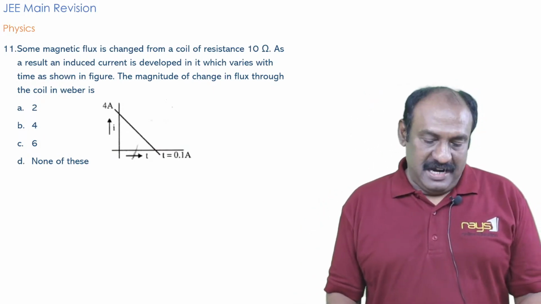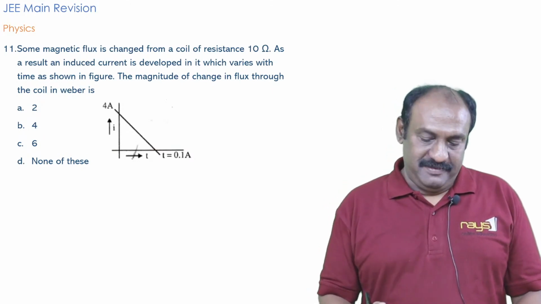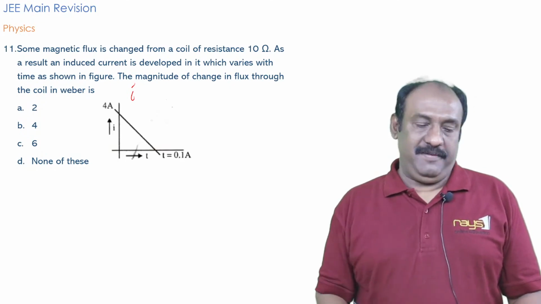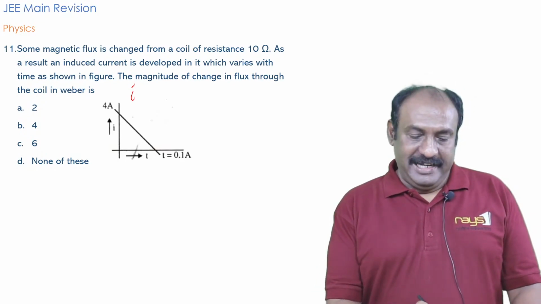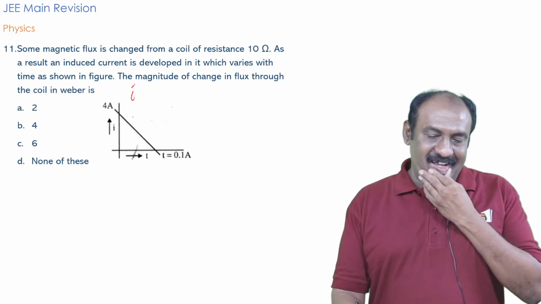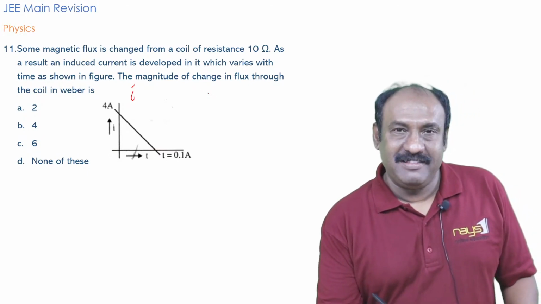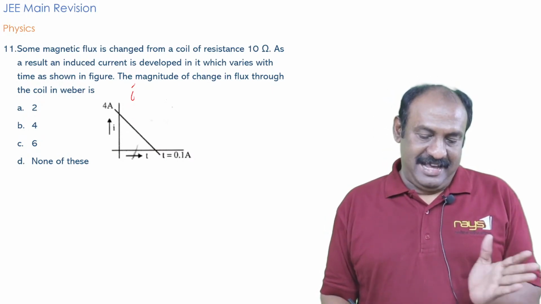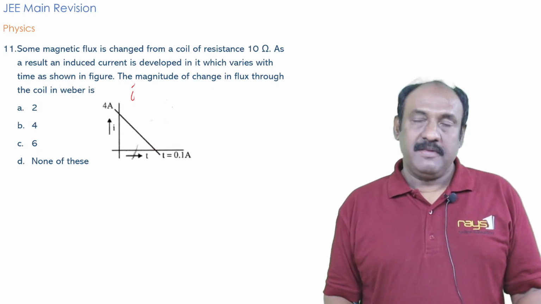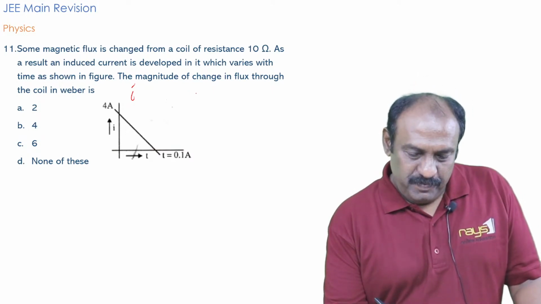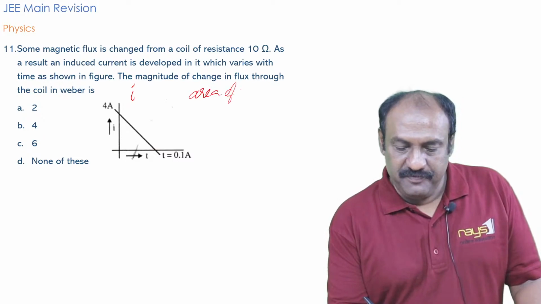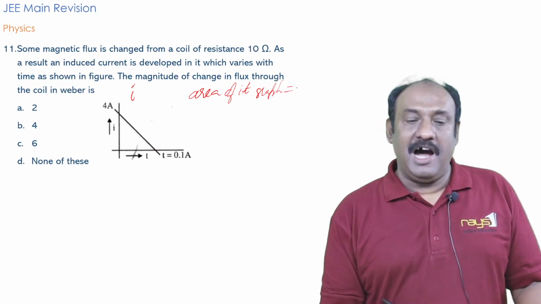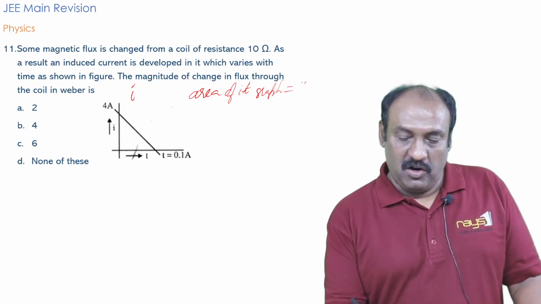So what is the nature of the graph given here? The graph is between current and time for the flow of current through a coil. So here an I-T graph is given. From this graph, it is a straight line which cuts both the y axis and the x axis. So from this, the area of the I-T graph will give the charge flowing through the coil.